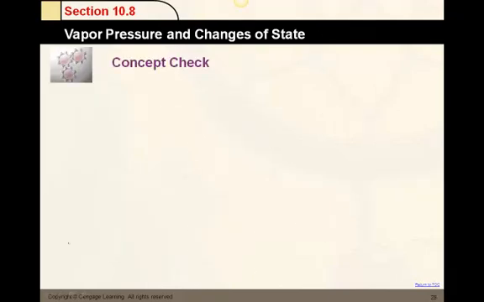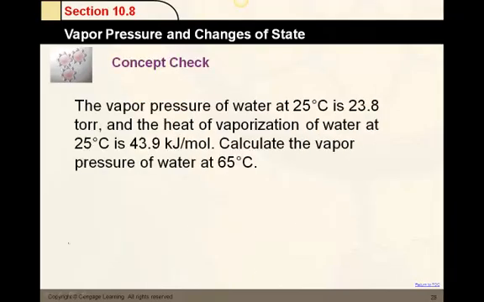So let's see if they give you a question. Yep, here you go. The vapor pressure of water at 25 degrees is 23.8 torr, and the heat of vaporization of water at 25 is 43.9 kilojoules per mole. Calculate the vapor pressure of water at 65. All right, so what are you going to do? Well, you're going to have to plug into the Clausius-Clapeyron equation.